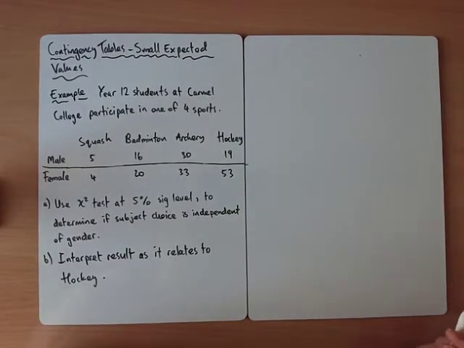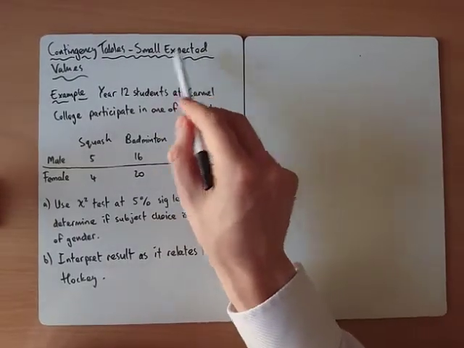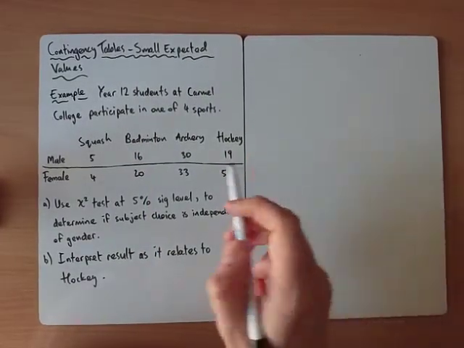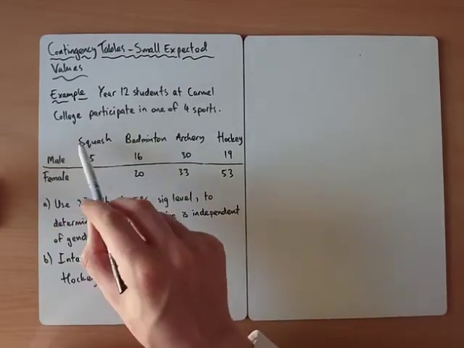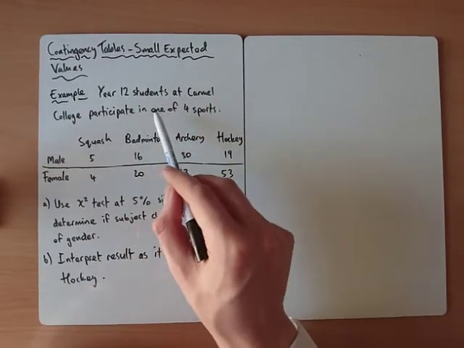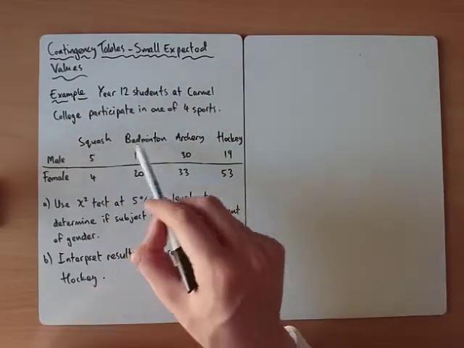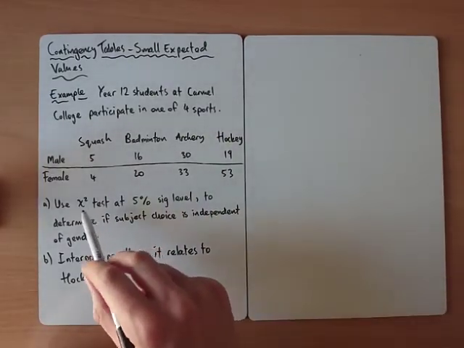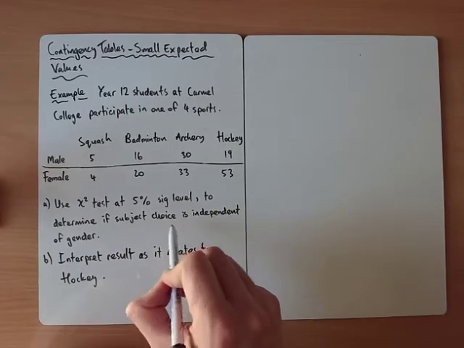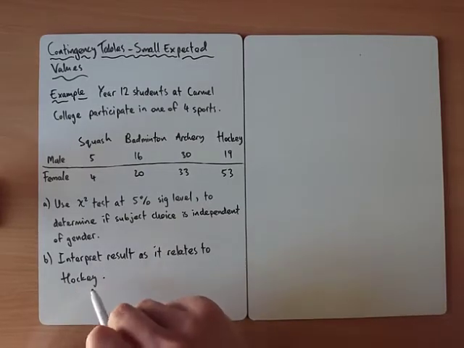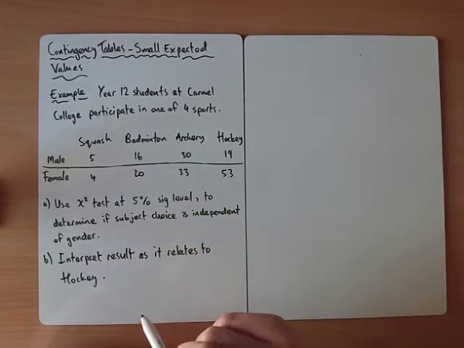We're going to take a look at an example on contingency tables with small expected values. What we mean by small expected values is less than 5. The question: we're looking at gender, male or female, and choice of sport. Year 12 students at Carlton College participate in one of 4 sports: squash, badminton, archery or hockey. We're asked to test at the 5% significance level to determine if sport choice is independent of gender. We've also got to interpret our results as it relates to the students studying hockey.